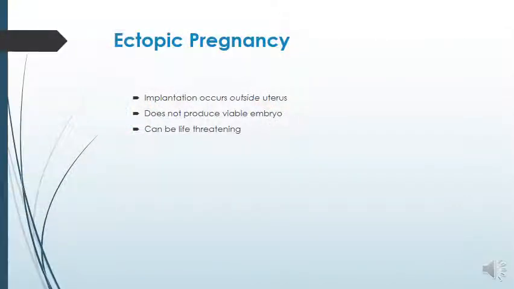In most cases, implantation occurs in the fundus or in the body of the uterus. However, in the case of an ectopic pregnancy, implantation occurs somewhere else. Ectopic means abnormal. And these other places could be in the abdomen or in the uterine tubes. Approximately 0.6% of pregnancies are ectopic pregnancies. They do not produce a viable embryo, and they can be life-threatening to the mother.